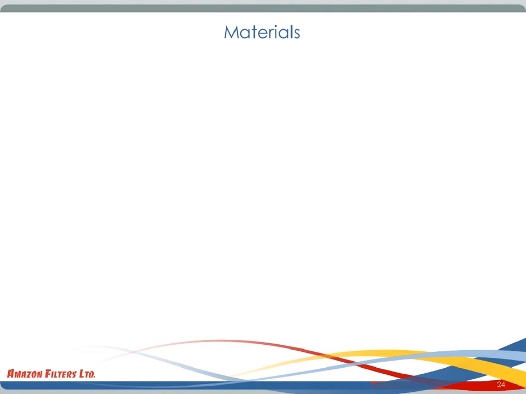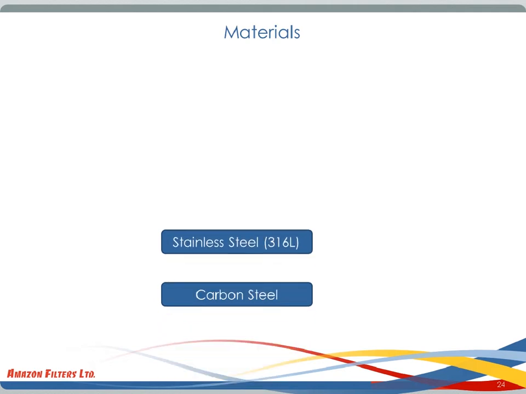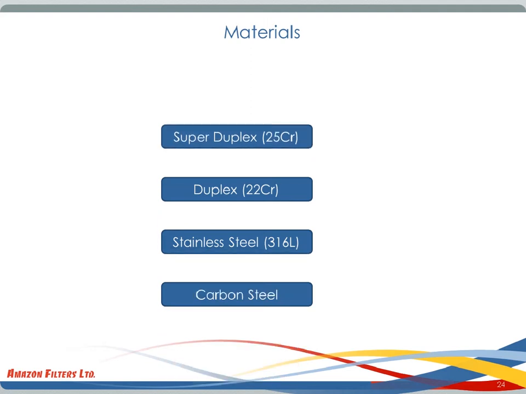extends also to materials that we use. There are a number of common materials that we use within produced water treatment equipment. These range from carbon steel, the most common, through standard austenitic stainless steel or grade 316, which offers resistance to corrosion from a normal produced water with low salinity and no hydrogen sulfide present, through the duplex stainless steels, which offer improved resistance to sour water, and the super duplex 25 chrome stainless steels, which offer resistance to seawater.